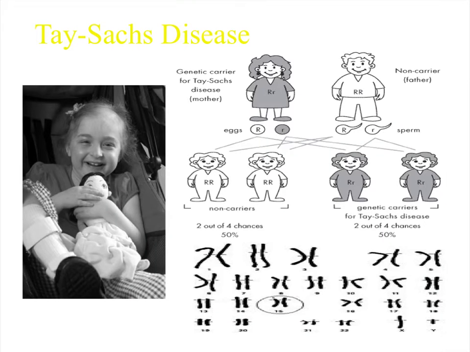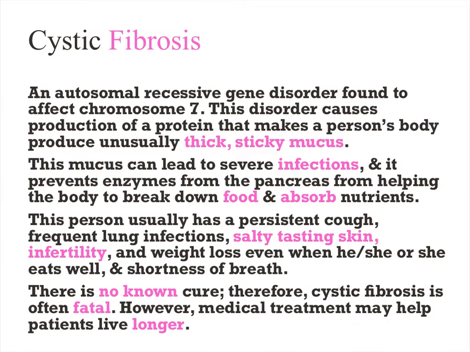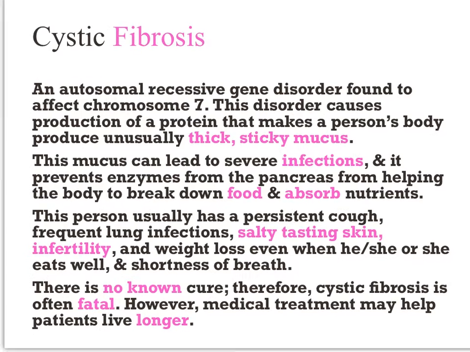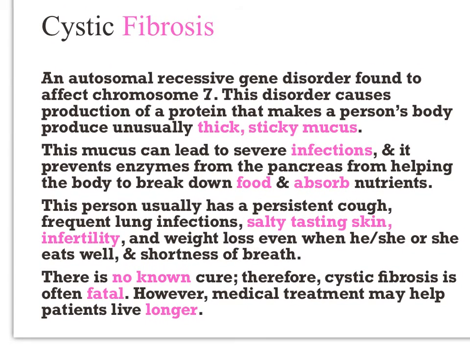Okay, so this is Tay-Sachs disease. It's just showing on chromosome number 15. It's where it would occur. Okay, cystic fibrosis is another one that you might have heard of. And cystic fibrosis is a common one also, and they do live till they're a little bit older as well. So this is autosomal and recessive. It's on chromosome 7, and that's an autosome. And it is recessive, so you'd have to get an affected allele from each parent.